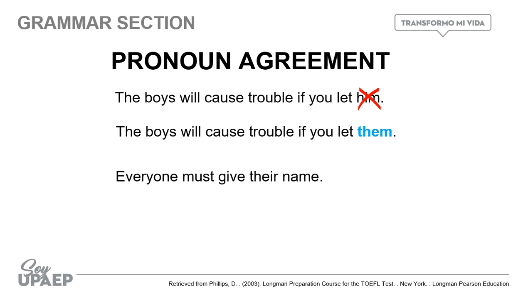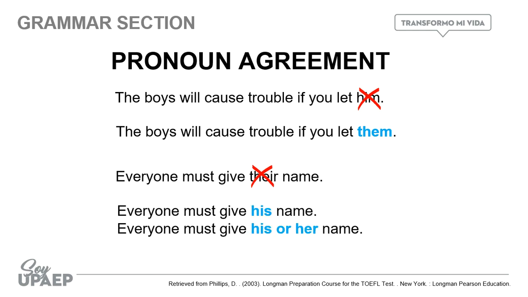In the second sentence, everyone must give their name. There is also an agreement problem. Why? Because everyone and their do not agree. So what should we do? We have to replace their by his or by his or her. So, like this, there is agreement. So remember, it is very important that you take into consideration pronoun agreement.